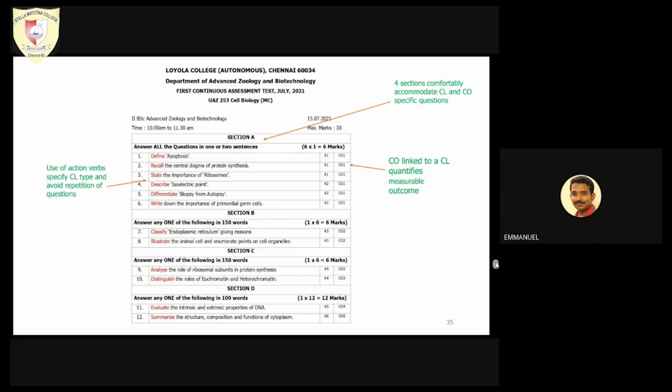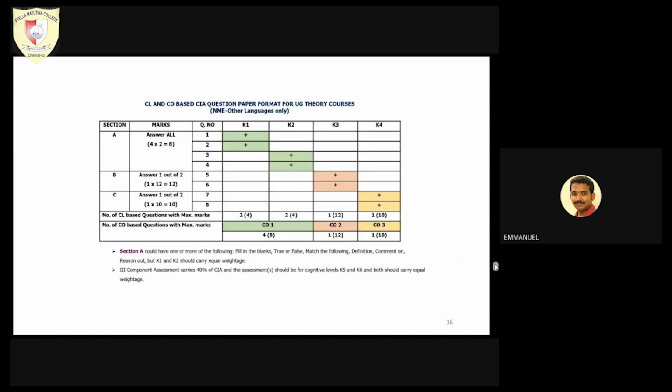Next comes the format given for a non-major elective. I don't think this is required. They have only made minor changes in levels. They have not given K5 and K6 level for non-major electives. That's it.